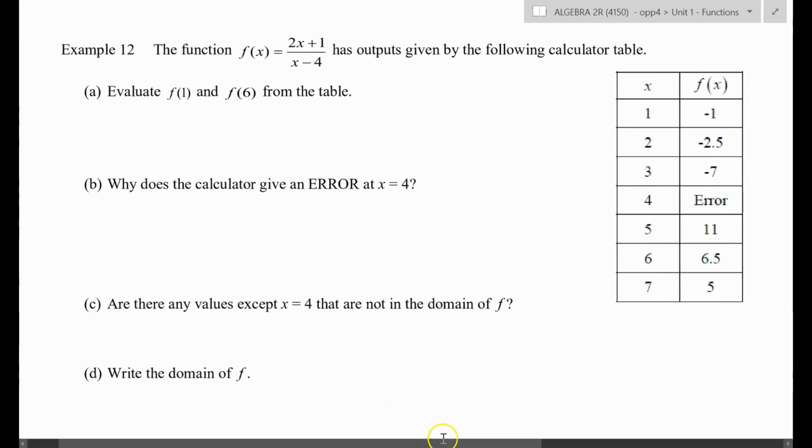All right, again, multiple representations, right? I gave you a graph. I gave you a function. Now I'm giving you a table. So here it says, the following function has outputs given by this table. Evaluate f of 1. Guys, do I really need to plug 1 in? Why not? I have a table that's right here. So f of 1 is -1. f of 6 is 6.5.